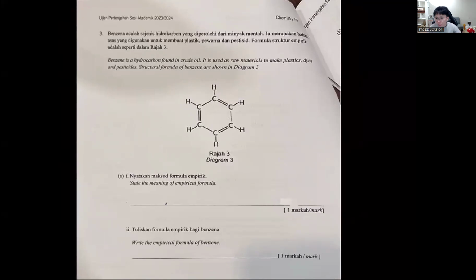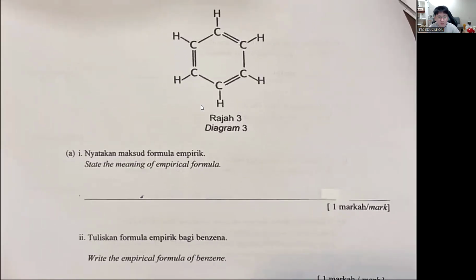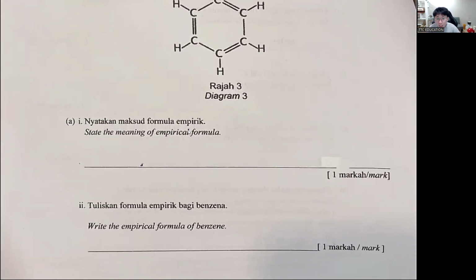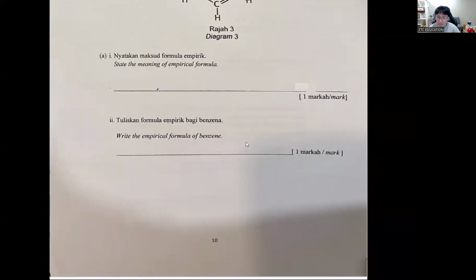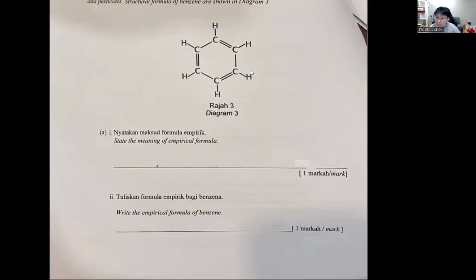But guys, even if you don't know what this is, you will be asked questions that you know. For example, assume that you really don't know what this is. State the meaning of empirical formula. Have you learned the definition of empirical formula before? Got, right? Then they ask you to write the empirical formula of benzene. Guys, what's empirical formula? You count how many C, how many H, then you simplify, because that is the definition of empirical formula. You find the simplest whole number ratio.